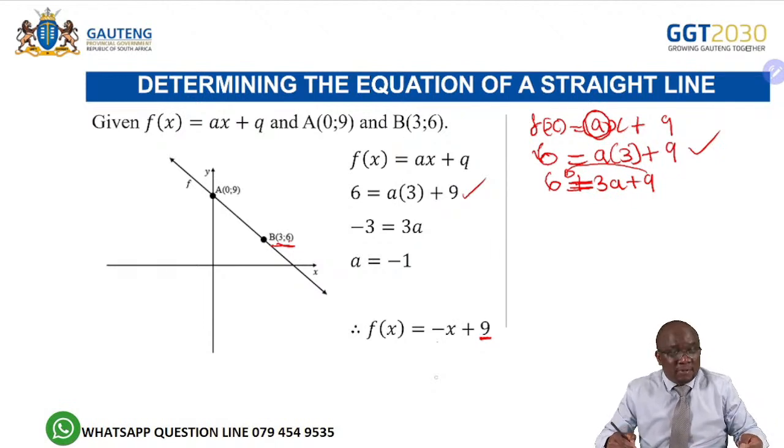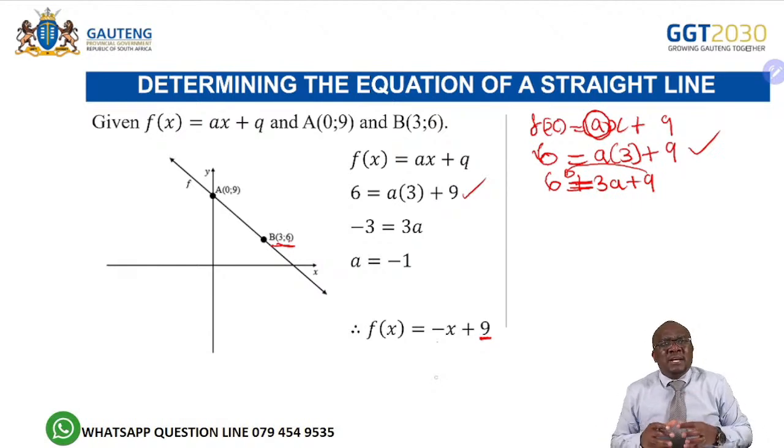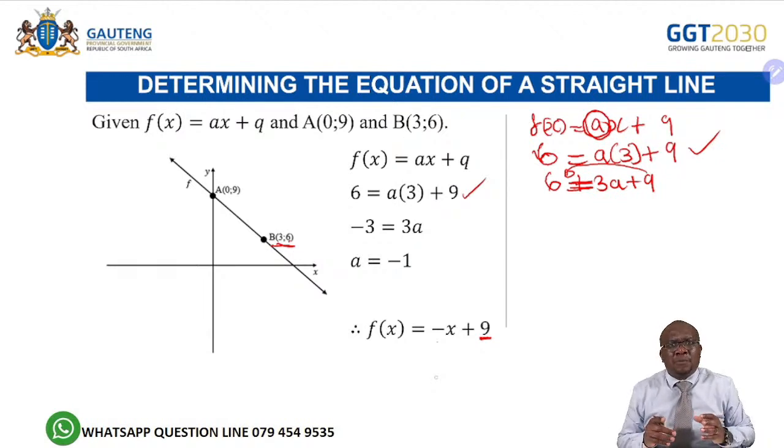Our a must be negative. If our a is positive, our graph must be increasing. You see that? Please check that. So these concepts are going to be used in all the functions. How you find your x-intercept, how you find your y-intercept, how you find the equation of the function. It's the same thing. Okay?